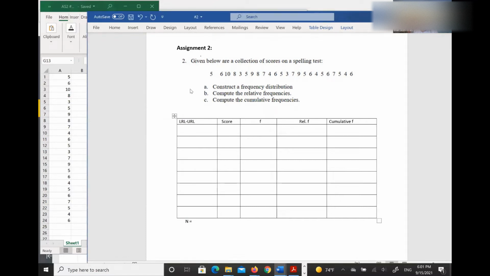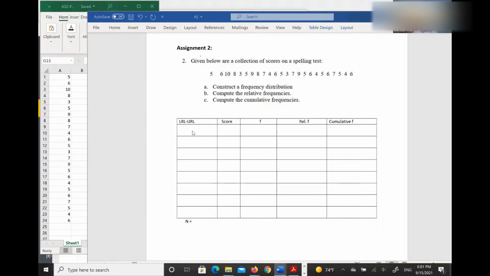So let's move on to number 2 of assignment 2. Given below are a collection of scores on a spelling test. With all these numbers, you have to construct a frequency distribution, part A, and then relative frequencies, then cumulative frequencies. So we have to do all those things. And if you can go ahead and draw the table like this for me.